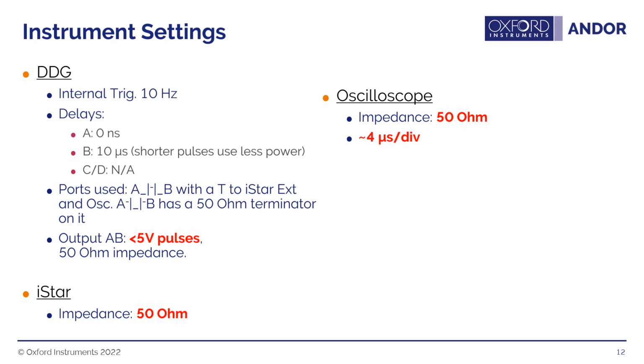Okay, so for another example, again, make sure you're using less than 5 volt pulses. In this case, we're going to do impedance matching. So have a 50 ohm impedance selected for the iStar, the same for the oscilloscope, another 50 ohms, and similar times per division, 4 microseconds per division.